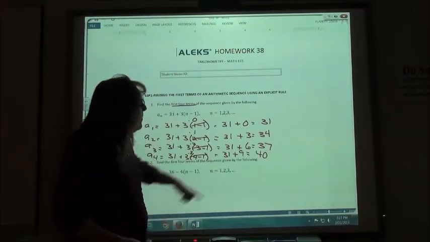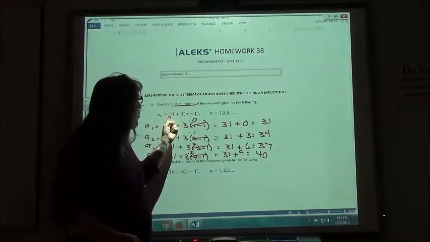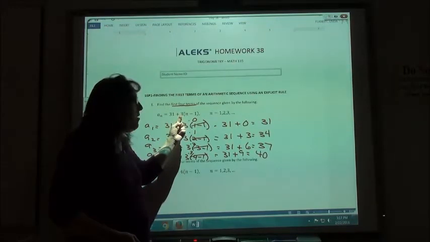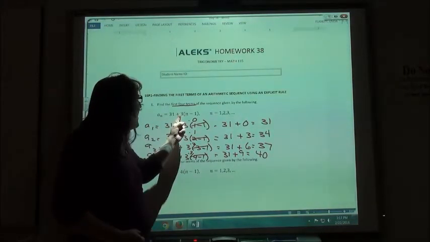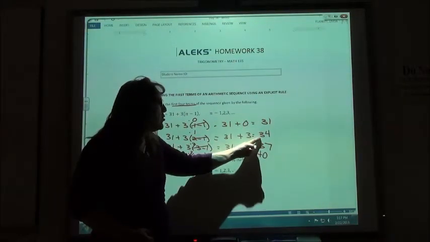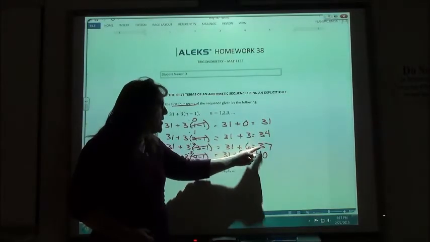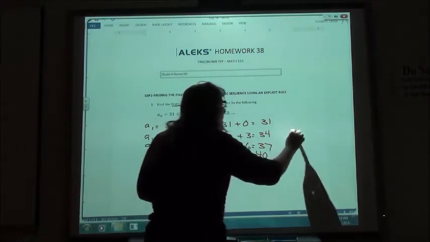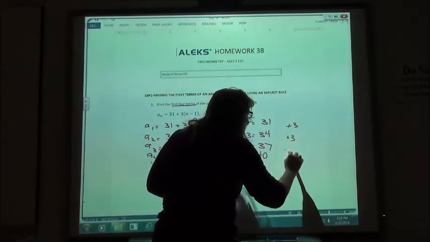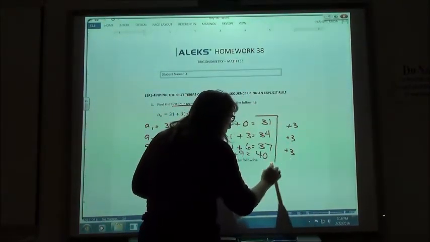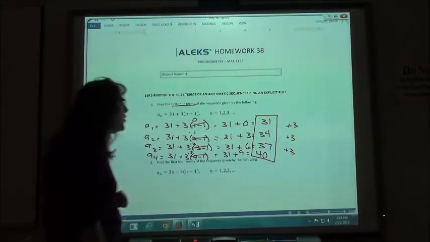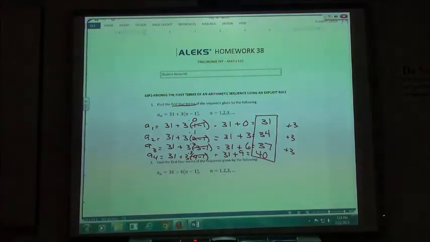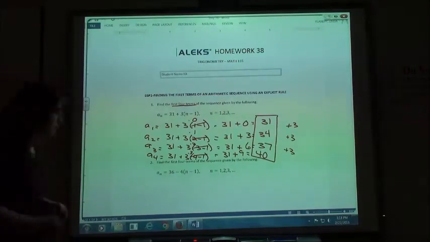You can see what happened is my starting value was the 31. The 3 here is what I'm adding each time. 31 plus 3 is 34. 34 plus 3 is 37. 37 plus 3 is 40. So each time I added 3 to get to the next term in my sequence. So first 4 terms, 31, 34, 37, and 40.